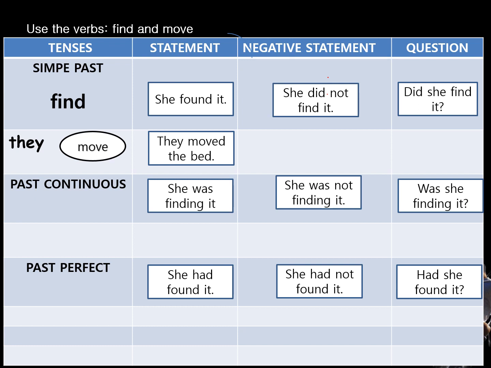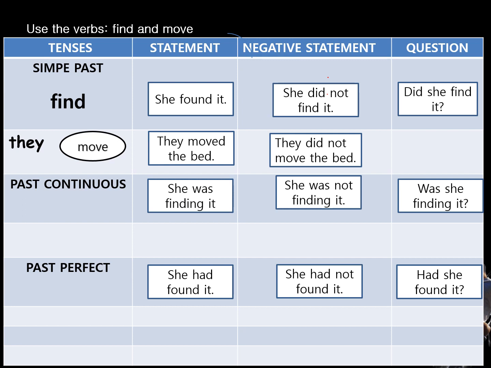It is added rather with D. Since it is a verb that ends with E, to make it past form, we add D, not ED. Okay, so let's move on to the negative statement. They did not move the bed. So in here, move is already in its base form because we already used the auxiliary verb did, which carries out the simple past form of the verb. And to make it negative, we have the word not.